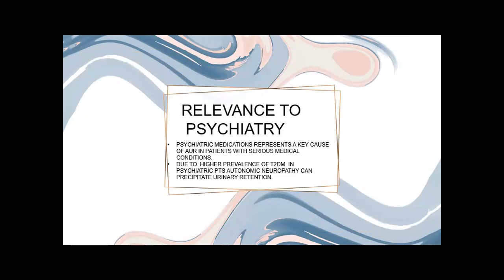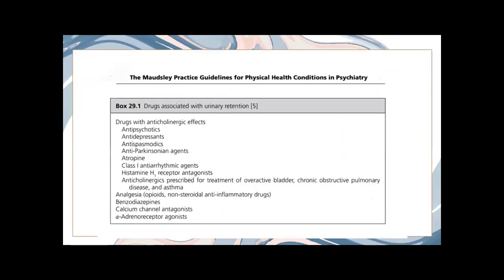Psychiatric medication represents a key cause of acute urinary retention in patients with serious medical conditions. Due to higher prevalence of type 2 diabetes mellitus in psychiatric patients, autonomic neuropathy can precipitate urinary retention. So these are the drugs that are associated with urinary retention: drugs which mainly have anticholinergic effects, like antipsychotic drugs, antidepressants, antispasmodics, antiparkinsons, atropine, and others.